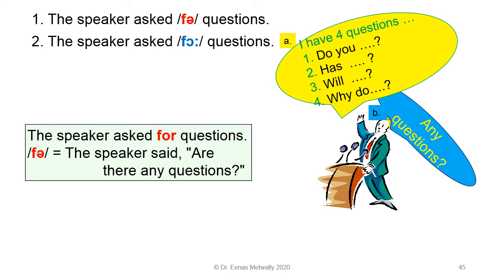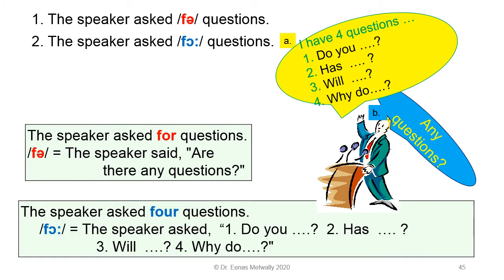In the first one, the speaker said, are there any questions? So we will ask the speaker the questions. In the second, the speaker asked 4 questions. That's the number of questions that the speaker asked. 1, 2, 3, 4. So there's a huge difference in meaning.